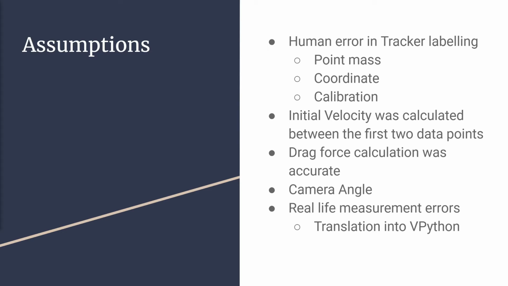We also need to consider that there can be discrepancies in the drag force calculations. One example is that the altitude can have effects on the air density value. Like I mentioned earlier, the camera angle can also create errors in the data generated from Tracker. And finally, there can be measurement errors in real life. I used a tape measure to measure the table and the cup, but these values can be a little bit off when putting them into code.